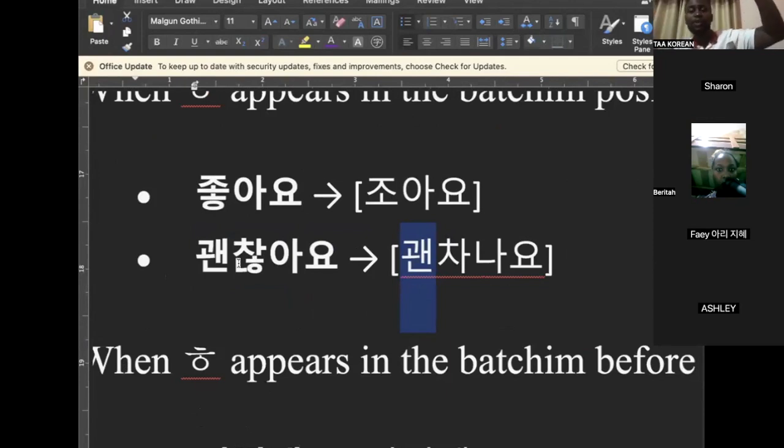Why? G is the very first letter in the Korean consonant list. Like when in English or in Latin script, we have A, B, C, D, E, F, G.